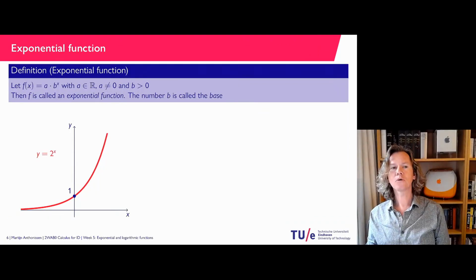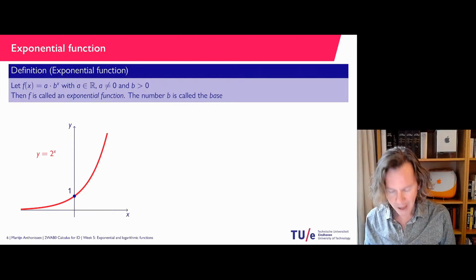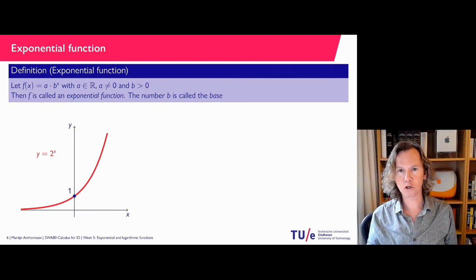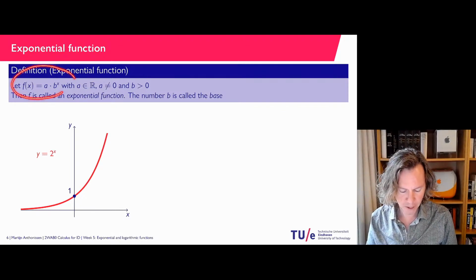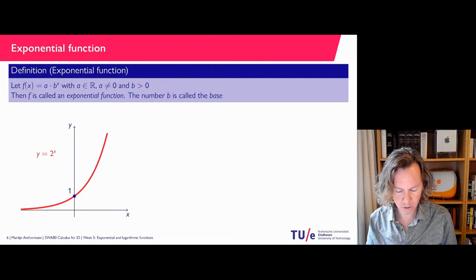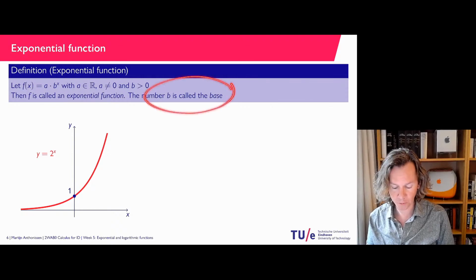Now let's talk about the exponential function. So first, on exponential functions, there's more of them. If you have a function of this type, a times b to the power x, with a and b constants and b a positive number, this is called an exponential function and b is called the base.